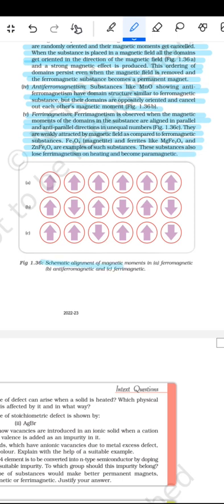तो यहाँ पर दिया सिमेट्रिक अरेंजमेंट ऑफ द मैग्नेटिक मोमेंट्स. ए जो है वो है फेरोमैग्नेटिक, बी जो हो गया वो है एंटी फेरोमैग्नेटिक और सी जो है वो है फेरीमैग्नेटिक.